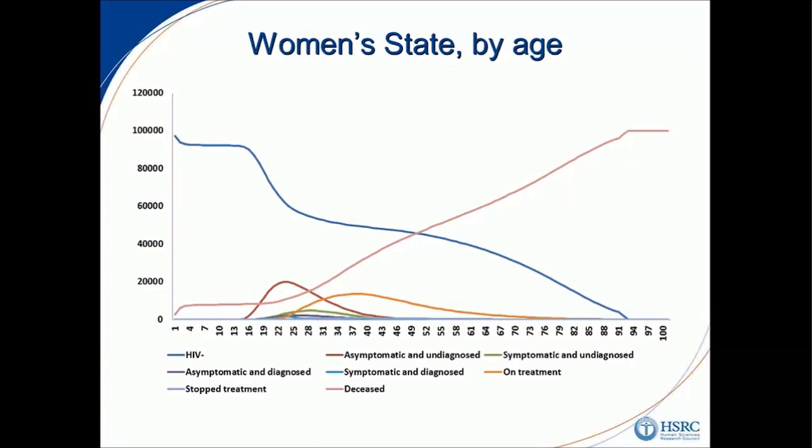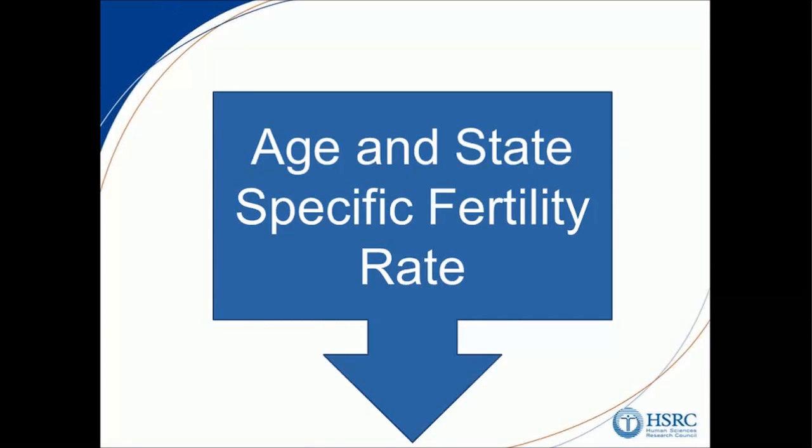You see the treatment curve is a somewhat orangey color, which peaks at around 40 years of age when the most women are on treatment. But gradually that declines as slowly women would die.